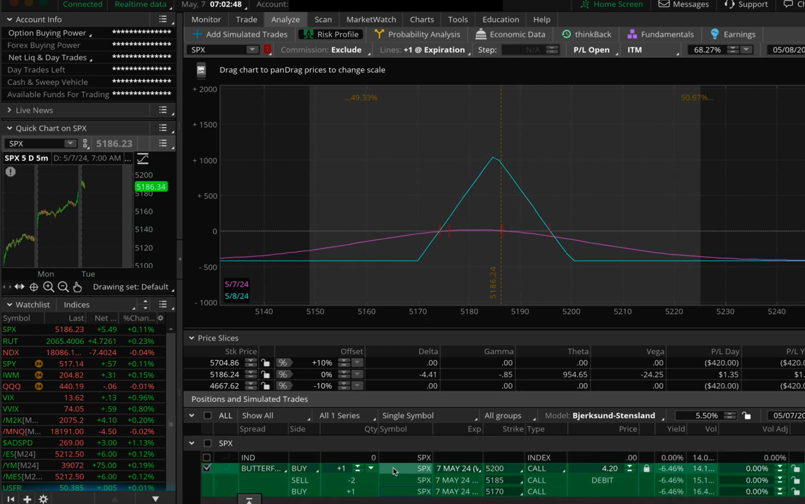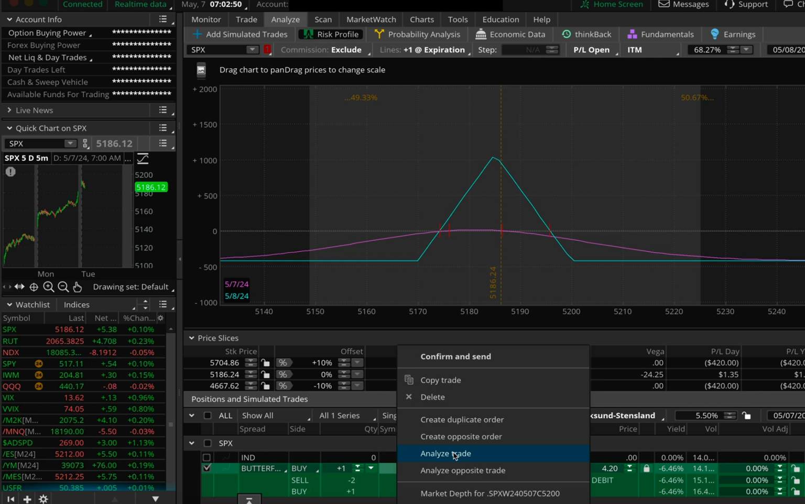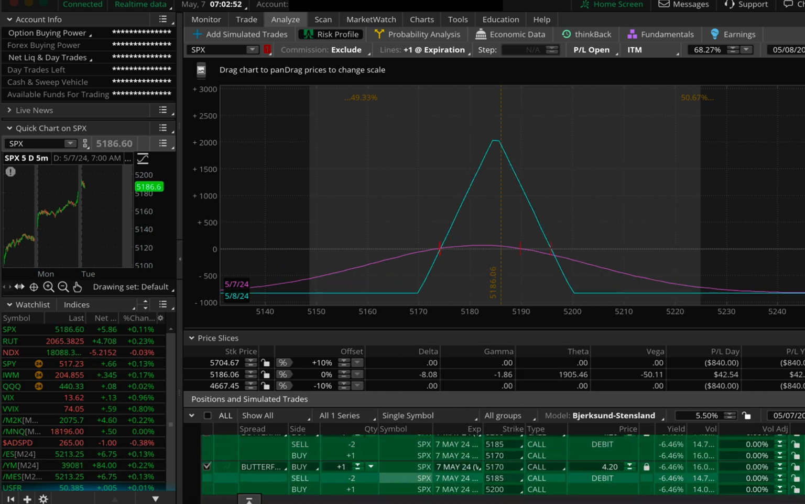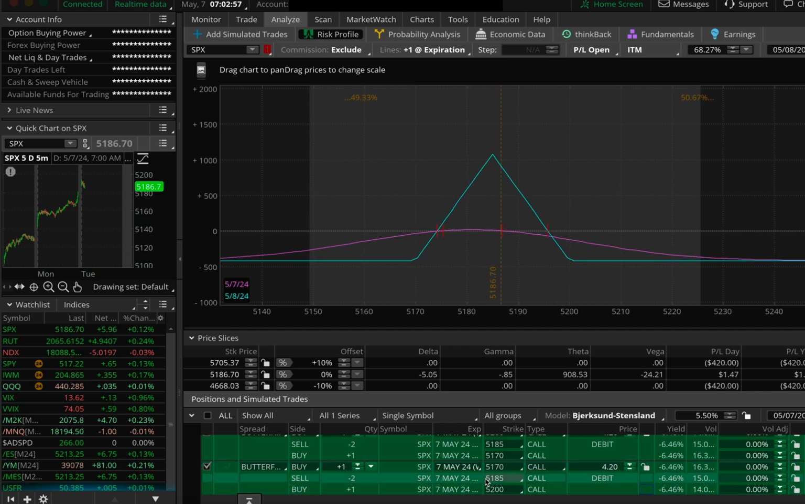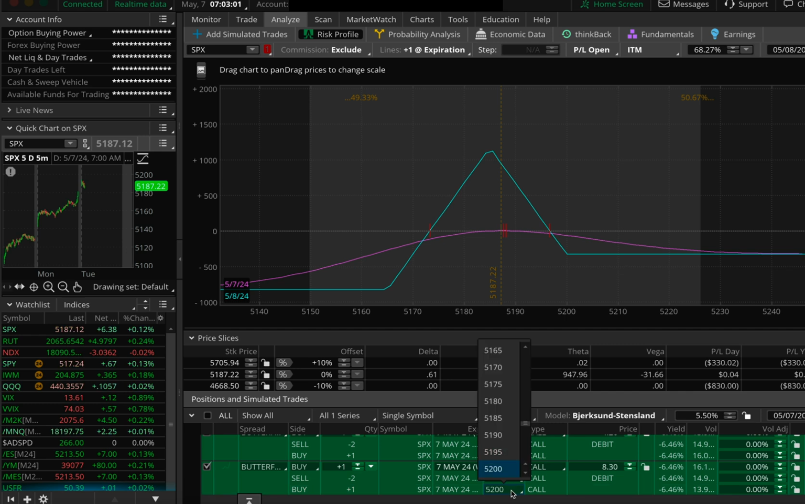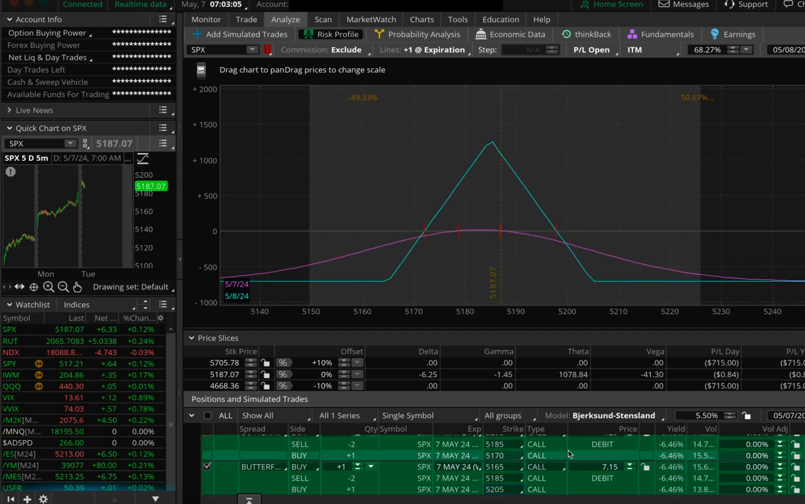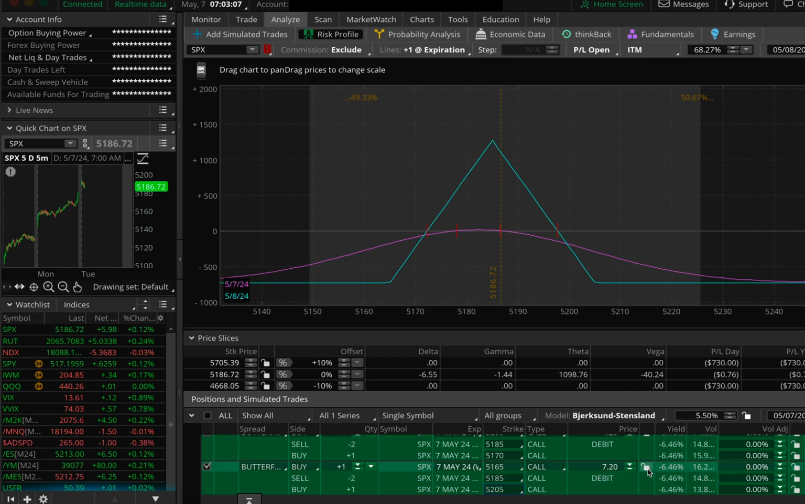I'm going to lock that in, and then I'm going to say analyze trade to duplicate that one. And this is our second butterfly. This will be 20 points. So I'm just going to go down by 5 points on the downside and up by 5 points on the upside. So there's our 20 pointer right there.